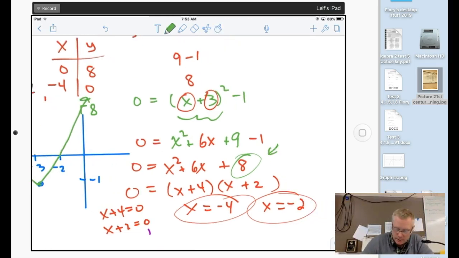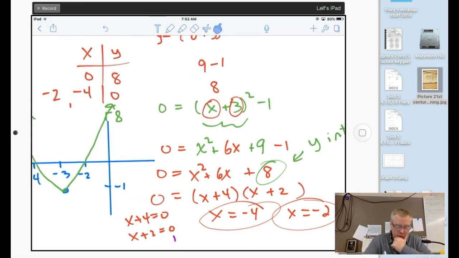This is the constant, and that's the y-intercept. When it's in standard form, the y-intercept is that. Okay. All right, so that's the first one.